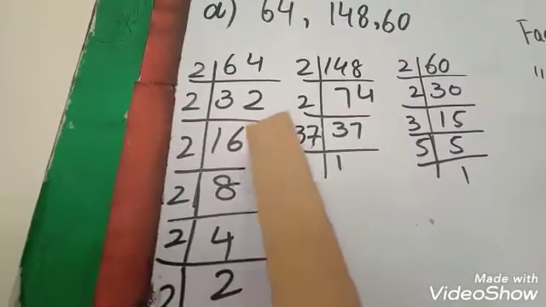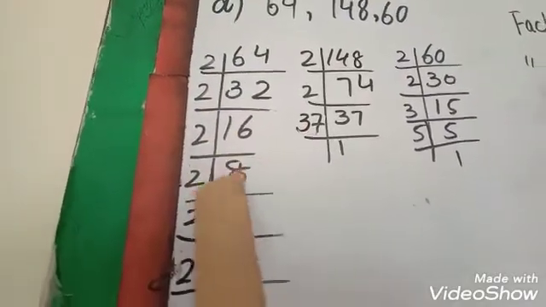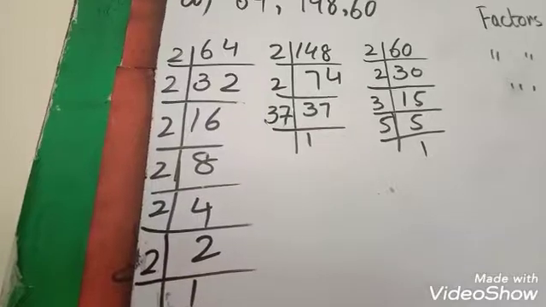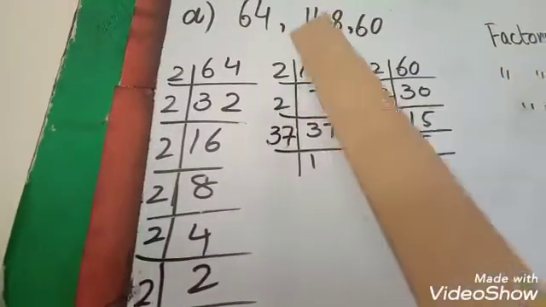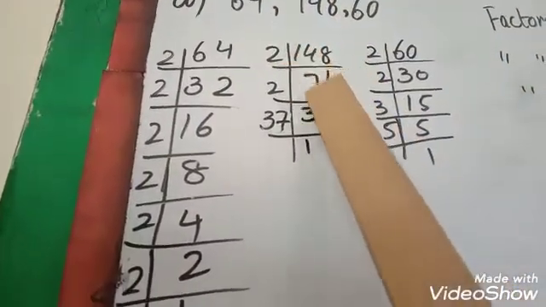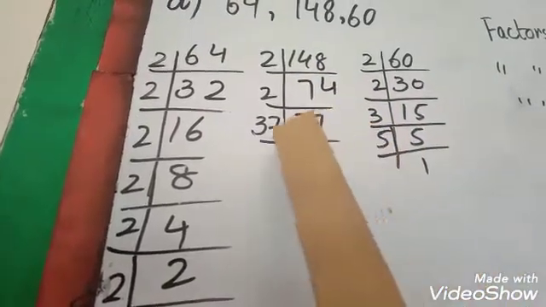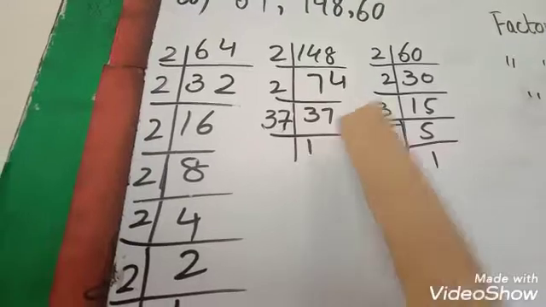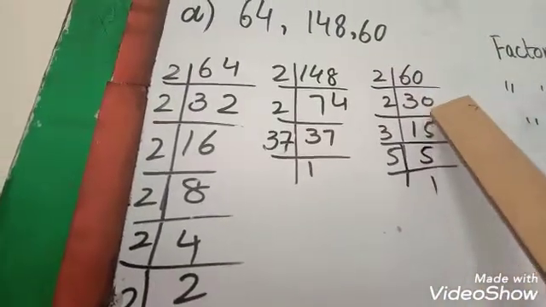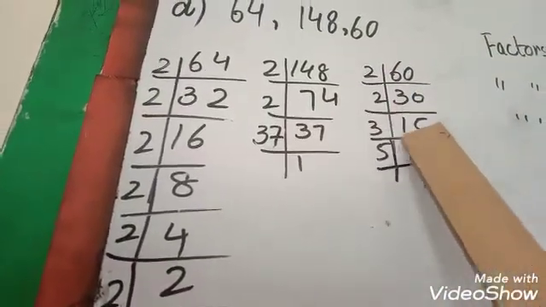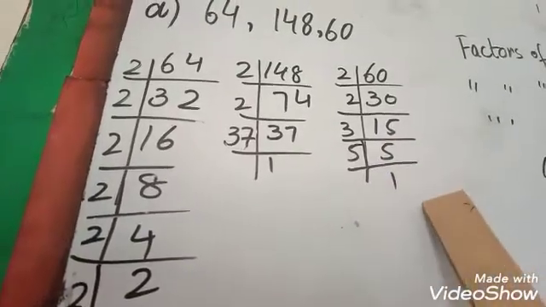2 ones are 2, 2 sixes are 12, 2 eights are 16, 2 fours are 8, 2 to the 4, 2 to the 2. Now find factors of 148. 2 sevens are 14, 2 fours are 8, 2 thirty-sevens are 74, 37 ones are 37. 2 thirties are 60, 2 fifteens are 30, 3 fives are 15, 5 ones are 5.